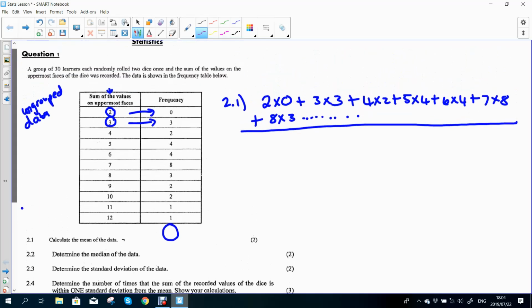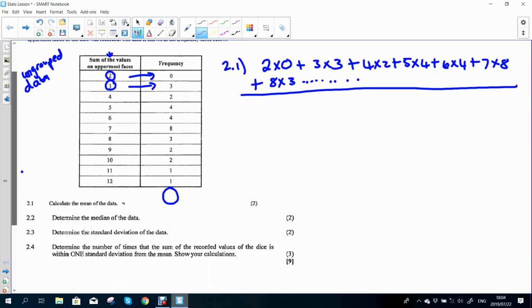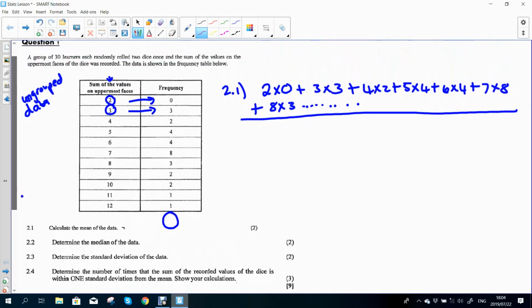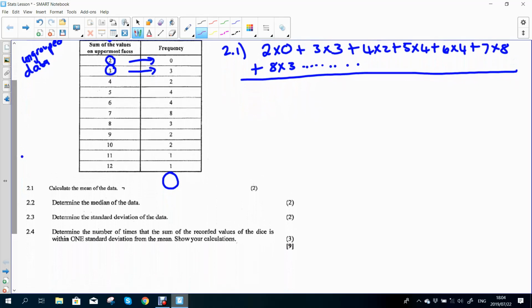I think they gave that at the beginning. They said 30 learners each randomly rolled 2 dice. So this should add up to 30, and your total there is 30 people. If you want the mean, you take the data value, times it by its frequency, and divide by the total amount of data values that you have, which will give you an answer of 6,73.